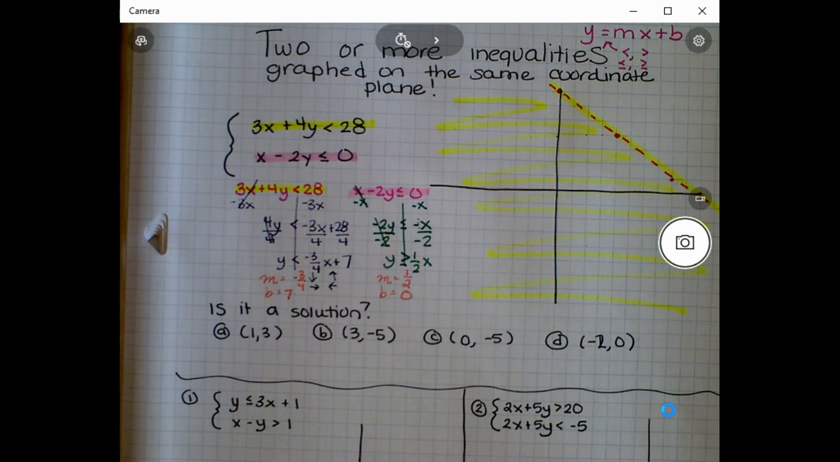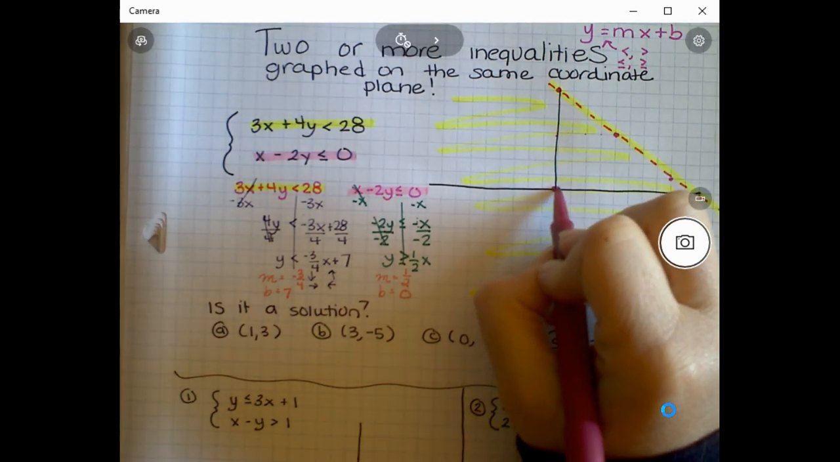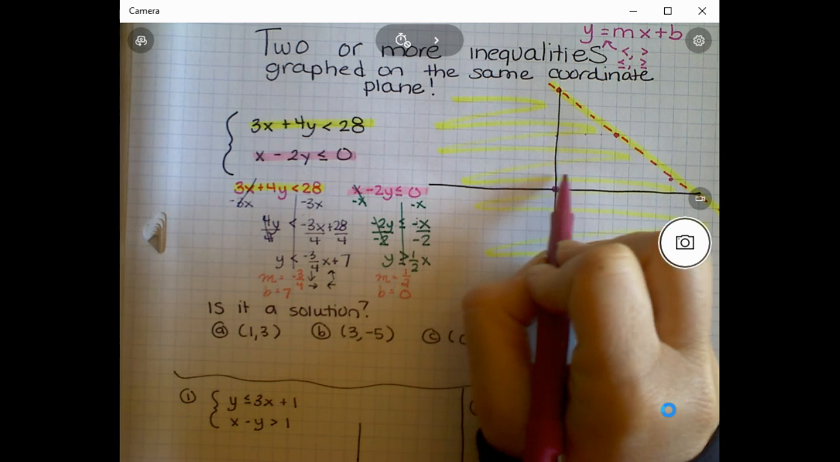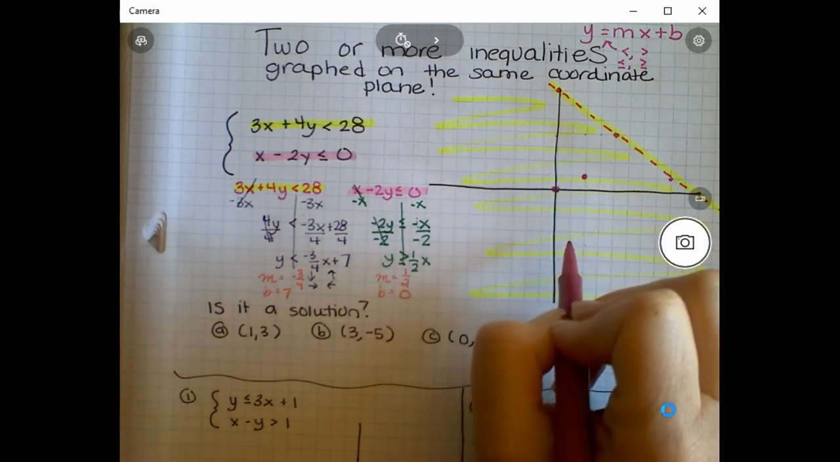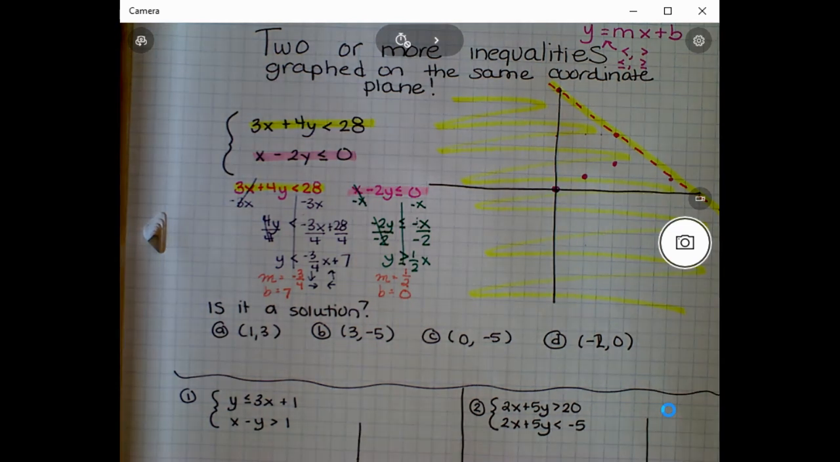Okay, now let's look at the other one. For the other one, the y-intercept is 0, so we're going to put a point at 0, and our slope is 1 over 2, which means up 1, over 2. And again, we can do that again, up 1, over 2, however many times you want.